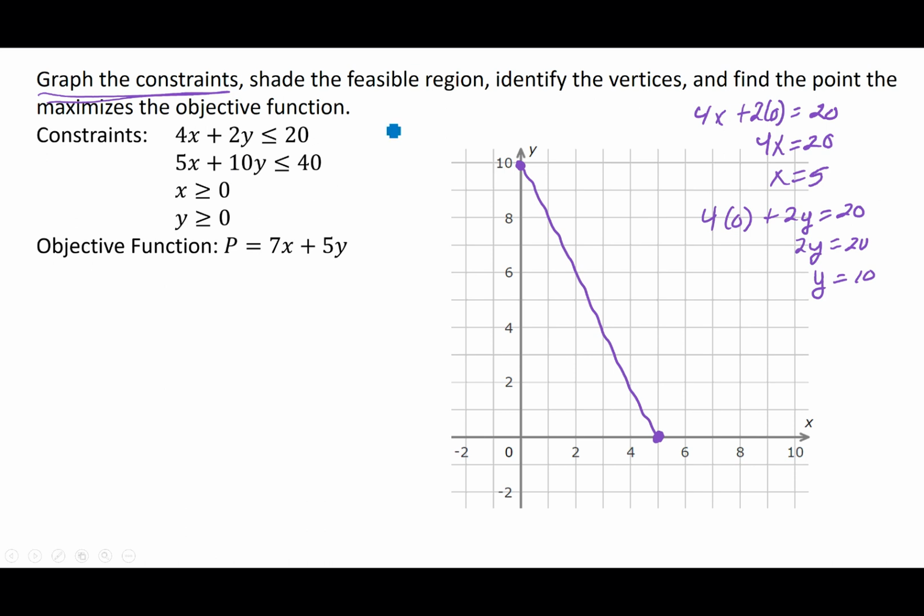For the other one, 5x plus 10 times 0 equals 40. So this is 5x equals 40. X would have to be 8. So I know my point is 8 there on the x-axis. 5 times 0, 10y equals 40. So if I have 10y equaling 40, y has to equal 4. I have that point there.